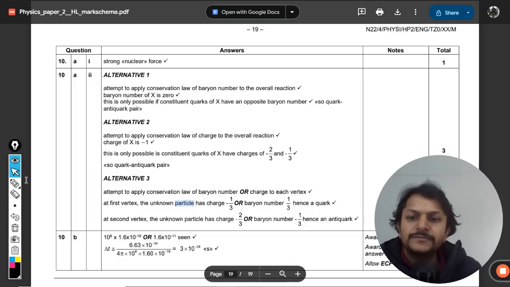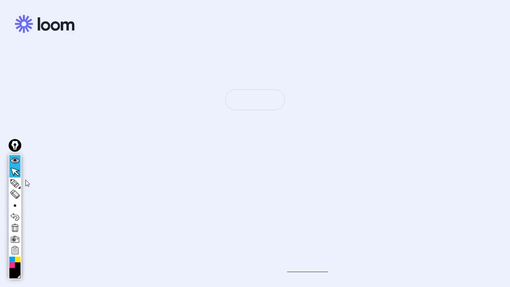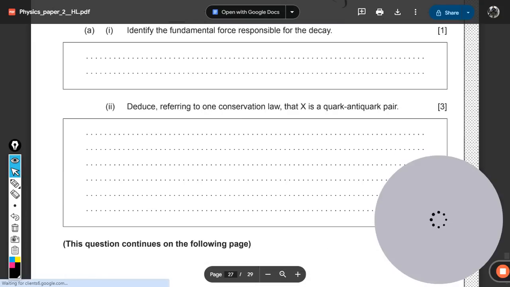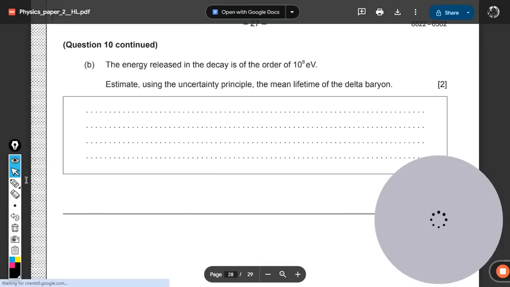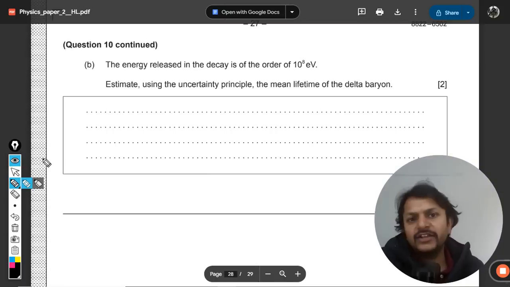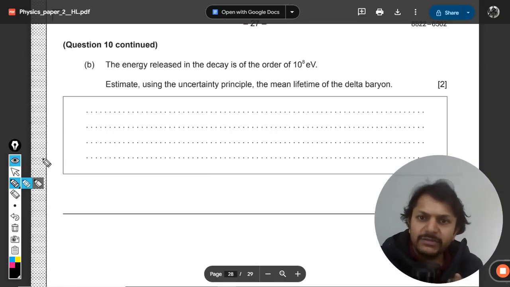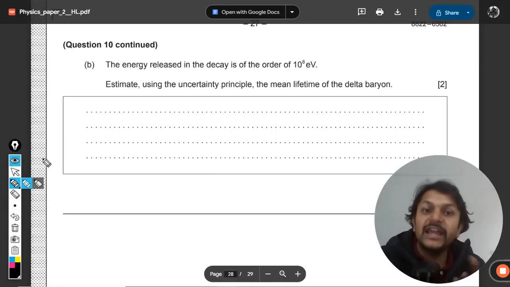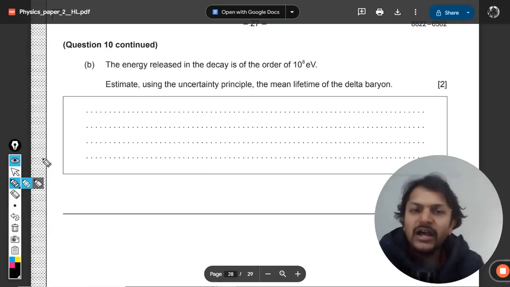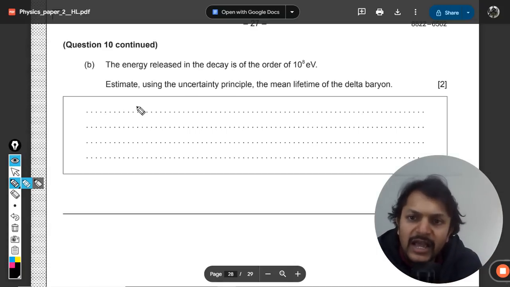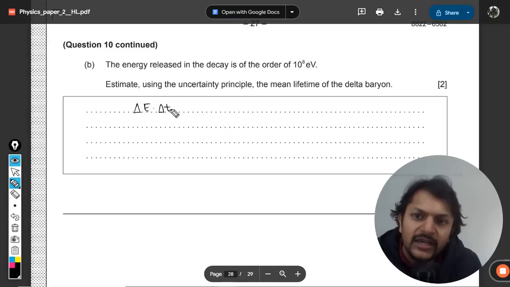Let us go for the 10B part now. What is that now? The energy released in the decay is of the order of 10 raised to power 8 eV. Estimate using the uncertainty principle the mean lifetime of the delta baryon. So this is basically Heisenberg's uncertainty principle, and it has the form delta E into delta T is greater than or equal to h by 4 pi.